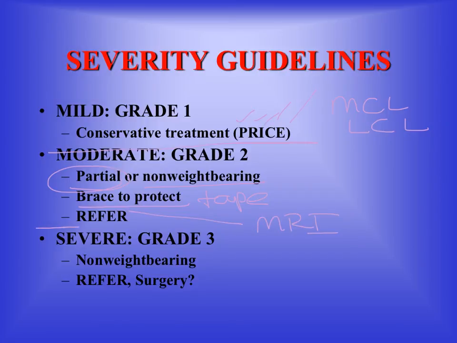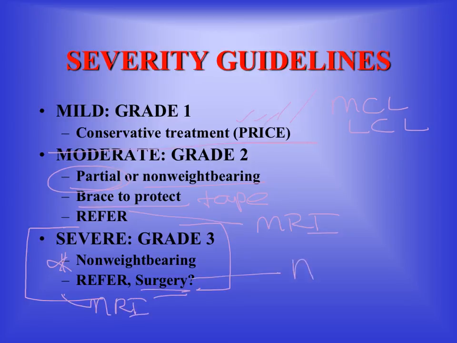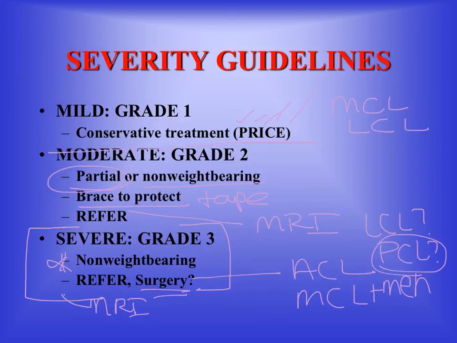And then the greatest severity is a grade 3, which is typically a complete rupture of a ligament. The patient, we're definitely going to say, is non-weight bearing, right? And then we're going to refer for an MRI, and then surgery. So when we have a grade 3, the ACL definitely gets surgery. The MCL, probably with the meniscus, is going to have surgery. Your LCL, it's questionable. And your PCL, it just depends on the surgeon. Sometimes you have a grade 3 or a complete rupture and the physician does not choose to repair it.